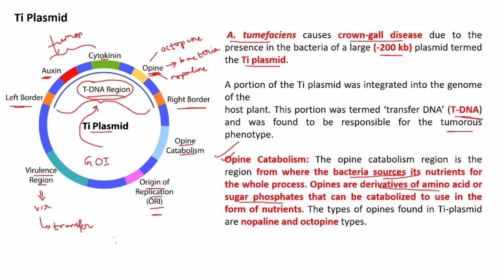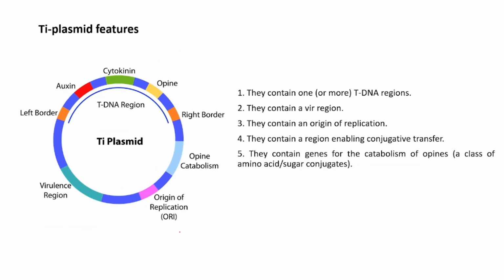So this way you can generate recombinant plant cells. By introducing recombinant DNA you can generate your own desired recombinant plant cells and help in the expression of your recombinant products within the plant body. Okay, so we will come to some particular characteristics of Ti plasmid.